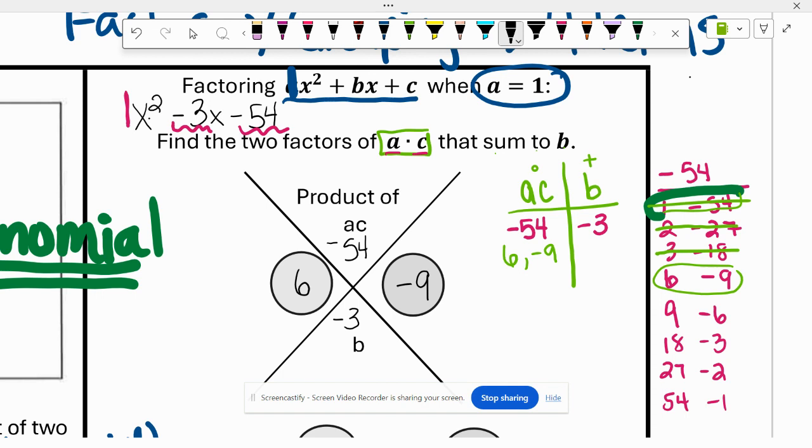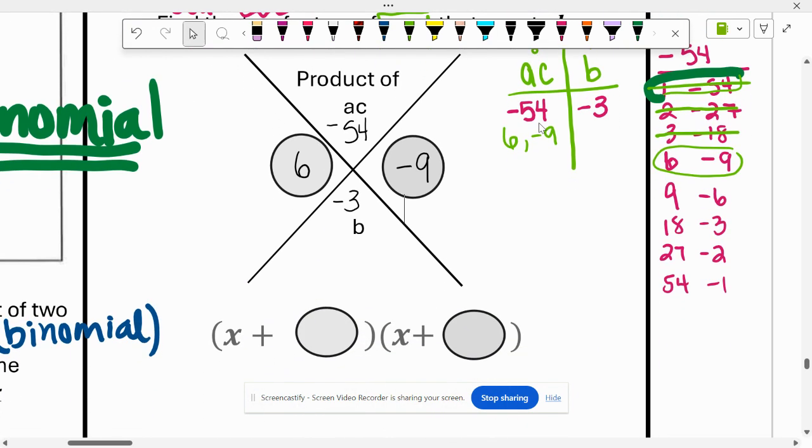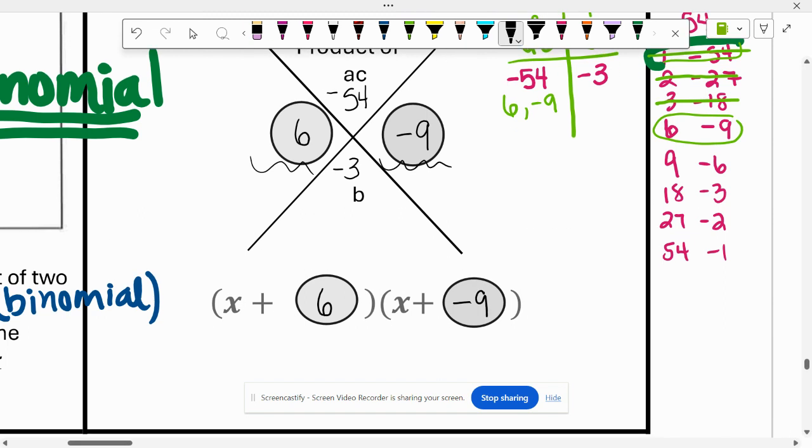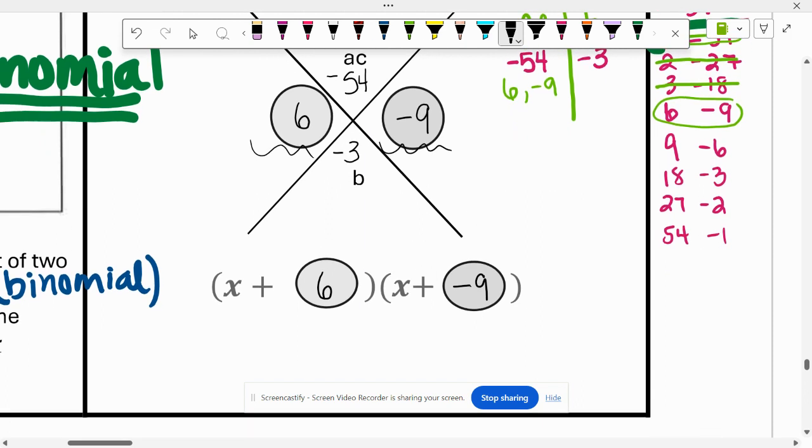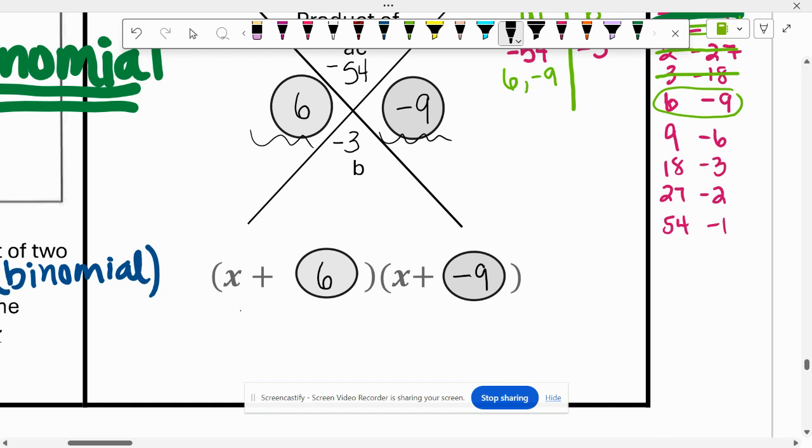So when A equals 1, when the number attached to X squared is 1, the factors that we choose are actually the factors that you use. So the only thing that we're going to do is clean that up, because I don't like that X plus a negative 9. So when I rewrite this as a product of two binomials, I have X plus 6 times X plus a negative 9, which is the same thing as minus 9, right? So that's how we're going to factor that.